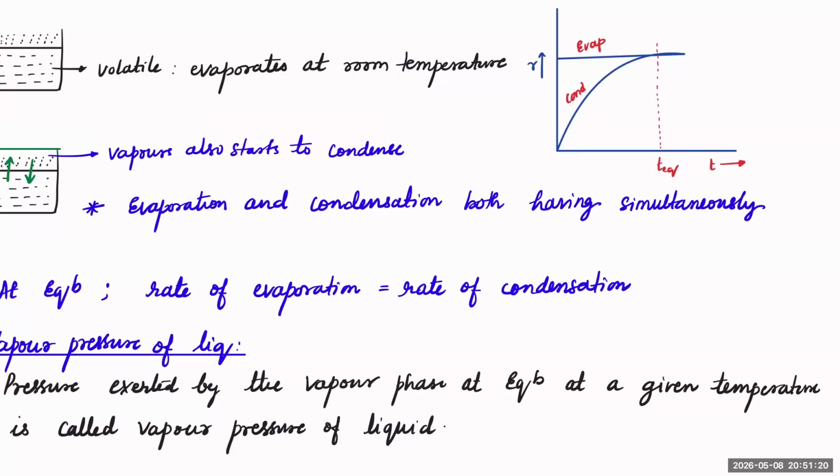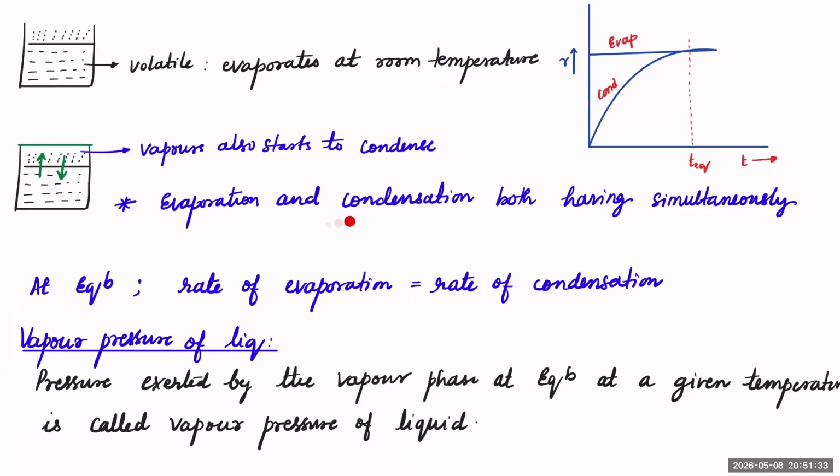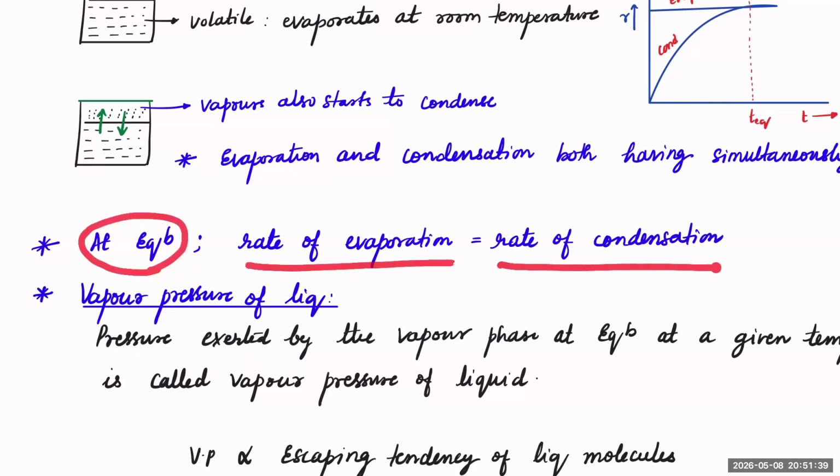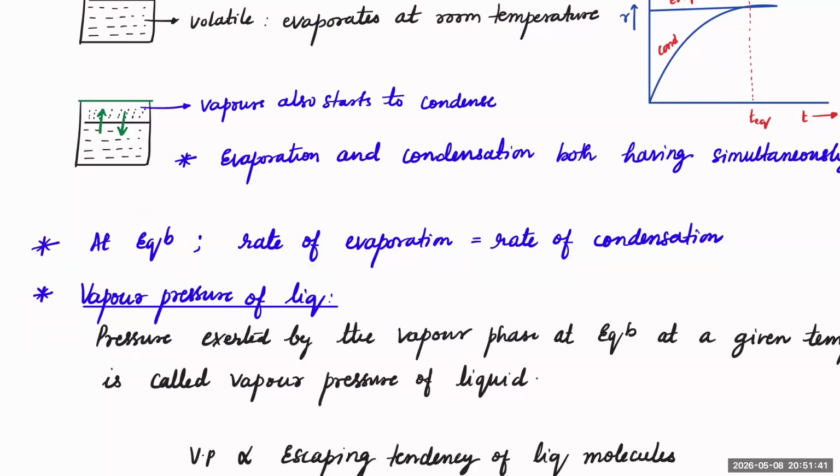After a certain time, you will see evaporation and condensation, both of them happening simultaneously. And you can see that at equilibrium, the rate of evaporation is equal to the rate of condensation. Got it? At equilibrium, you'll notice that the rate of evaporation is always equal to the rate of condensation.